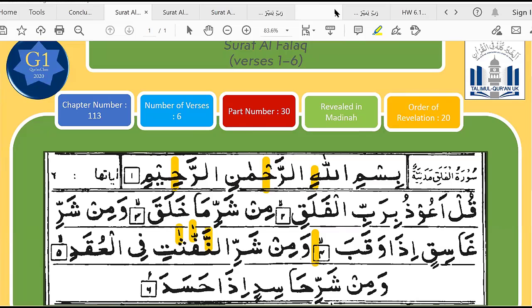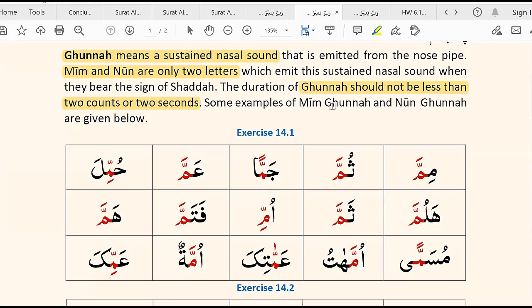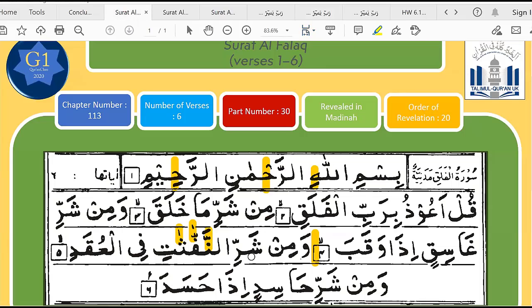In one of the earlier lessons, we learned about ghunna. There are 2 letters in particular, meem and noon. When they carry the sign of tashdeed, the shadda, we do a 2-second nasal sound. Let's try this again. Sharrin nafasat.